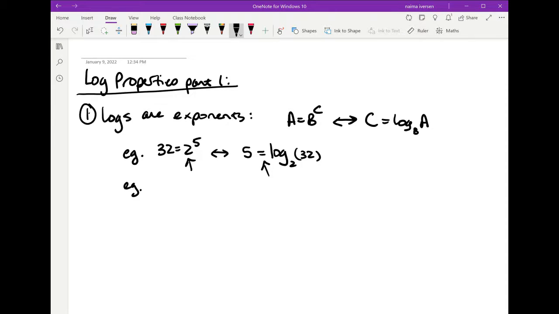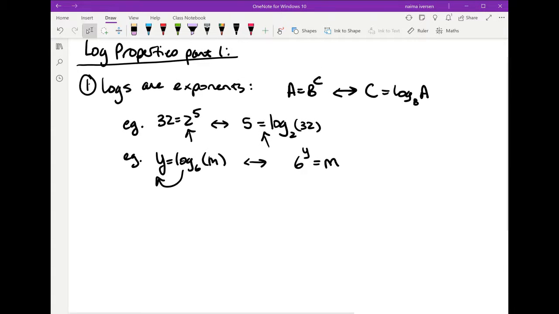If you had something like y is equal to log base 6 of m, and you want to change it to exponential form, you ask yourself, okay, what's the base? The base is 6. What's the exponent? Well, logs are exponents, so the exponent has to be y, and our leftover number is m. So we can switch back and forth between logs and exponents.